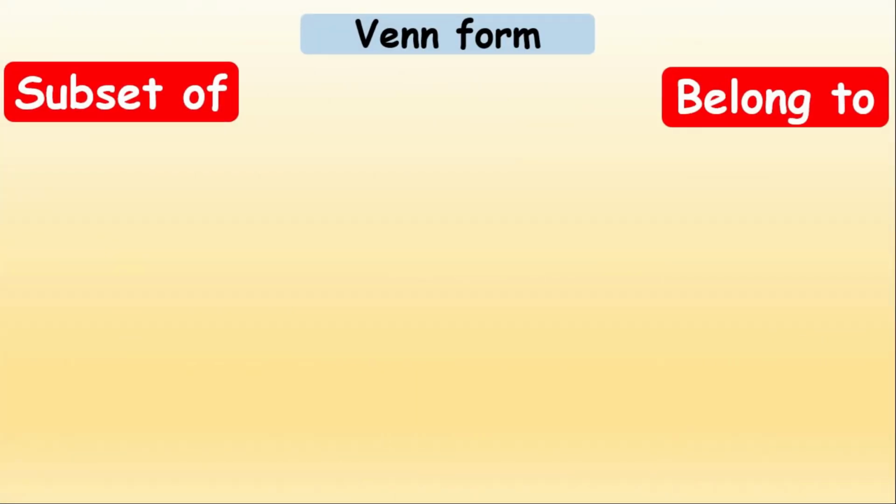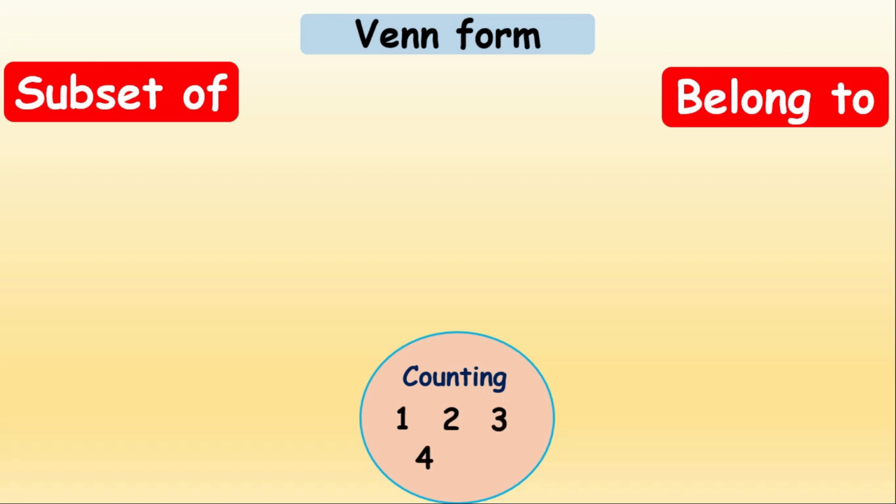Okay, now let's show, using a Venn diagram, 2 new important words, subset of and belong to. Let's show counting numbers, or the set of counting numbers, formed of 1, 2, 3, 4, 5 and so on, all positive numbers. That means 1 belongs to the set of counting numbers, and 2 belongs to the set of counting numbers. 3 belongs to the set of counting numbers.